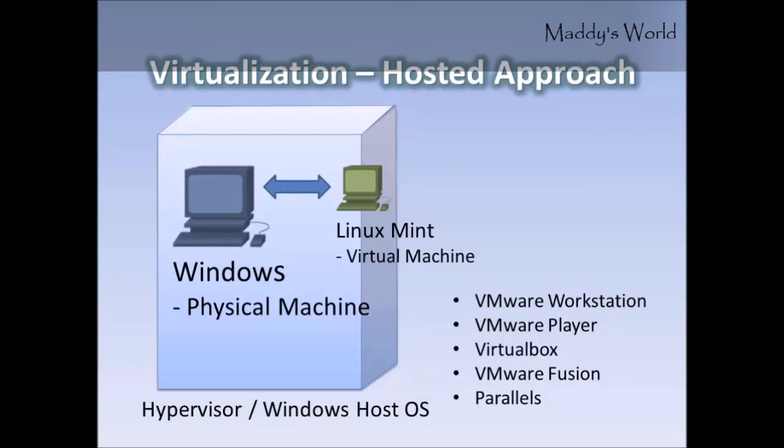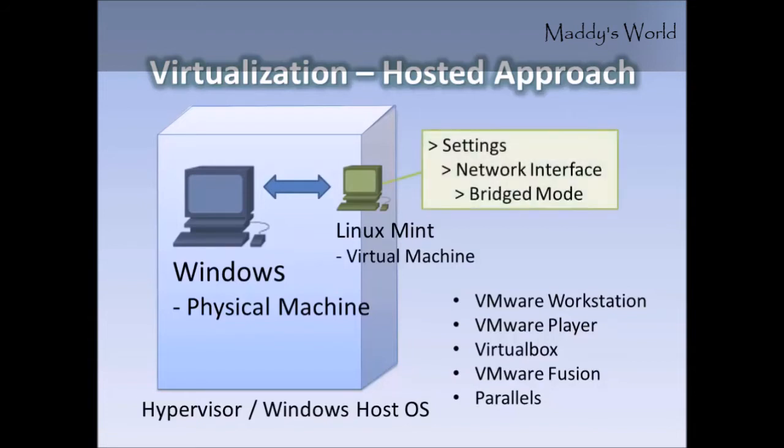On my Windows computer, I'm going to be running my Linux Mint virtual machine in a VMware Player or VMware Workstation Player VM. For this to work on your Linux Mint virtual machine, you're going to want to go into Settings and Network Interface, and set the network interface into bridged mode so that the Linux Mint virtual machine can communicate with your physical machine, with your Windows computer. All right, let's get started.